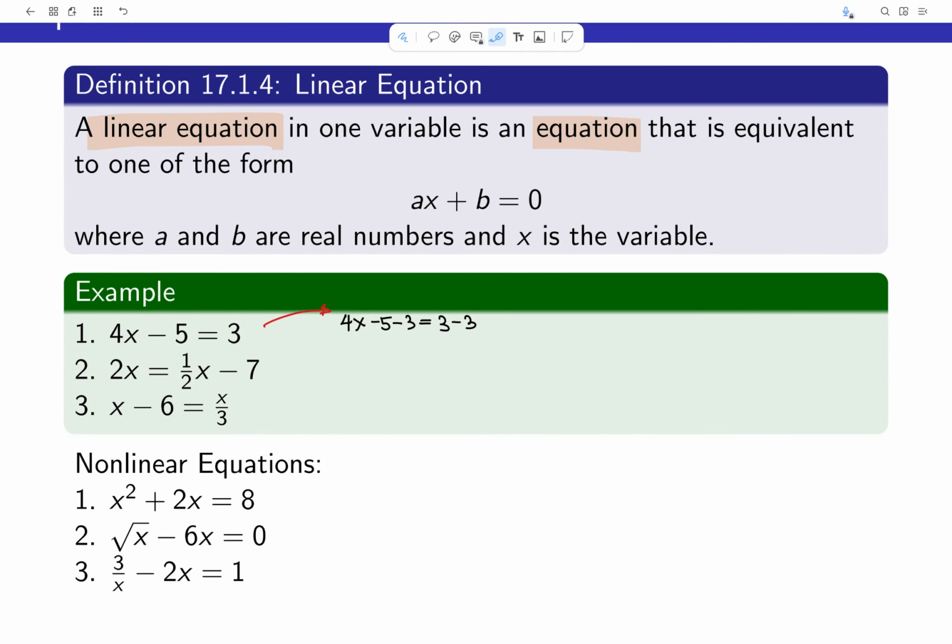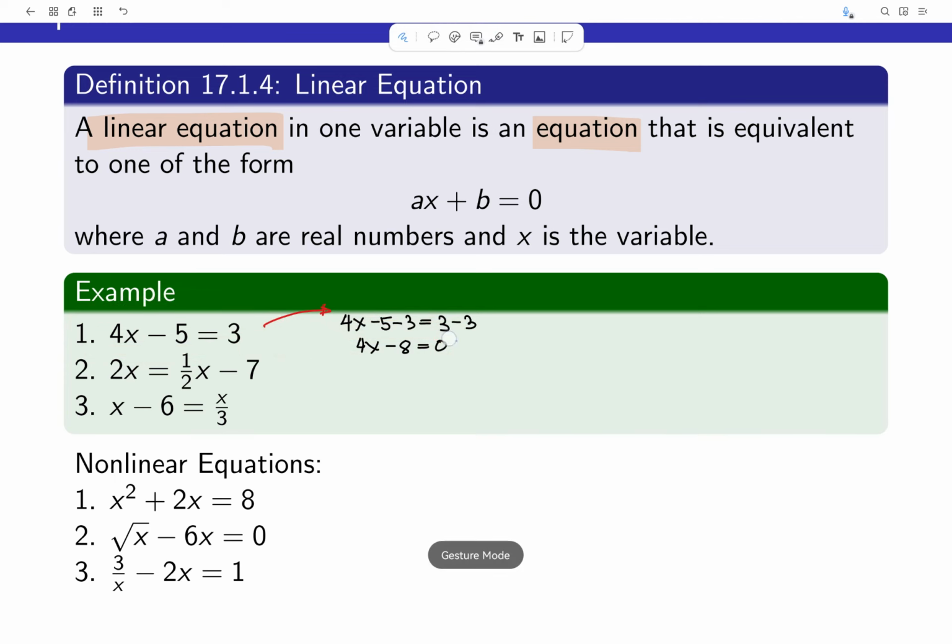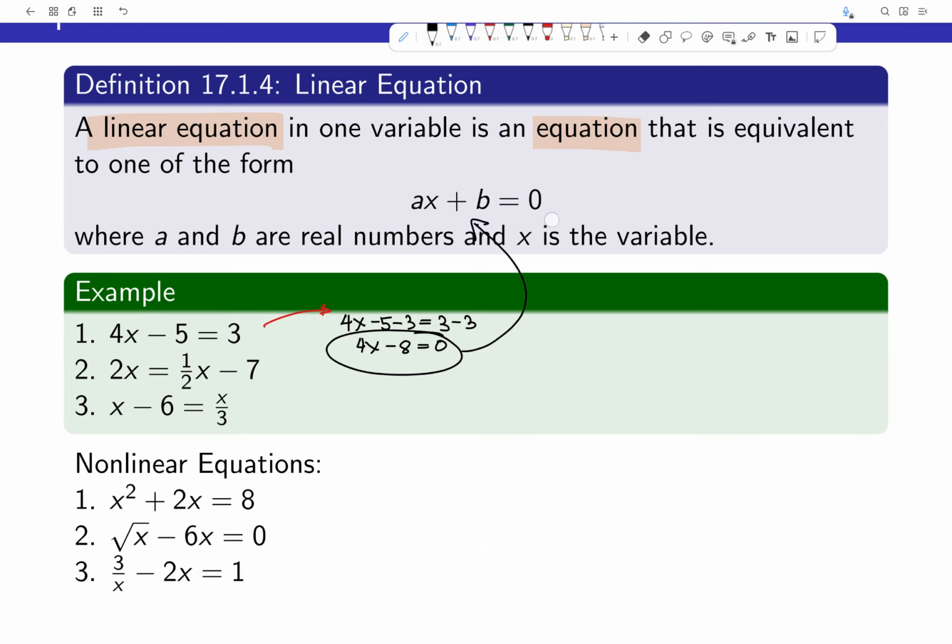Or 3, okay? Because you can subtract any number from both sides, so I choose 3. Simplifying, this becomes 4x minus 5 minus 3, that's negative 8, equals 0. As you can see, this is our new equation. Actually, this one and this one are just the same, equivalent, okay? We have our new equation in this form.